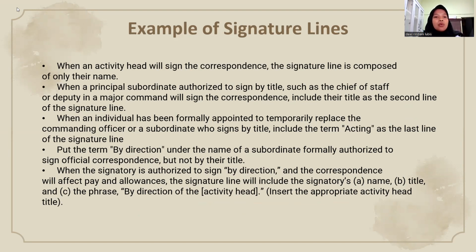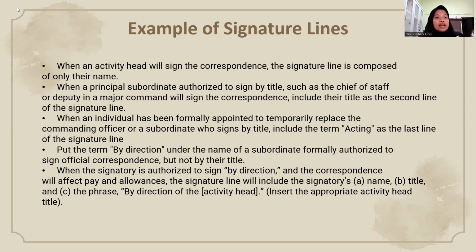The next is when a principal subordinate authorized to sign by title, such as the chief of staff or deputy in a major command, will sign the correspondence. Include their title as the second line of the signature line. Example: signature, next the name, and the title.